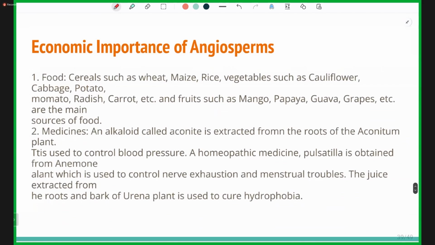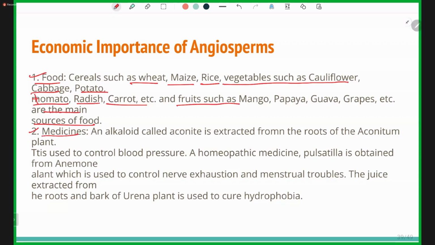The economic importance of angiosperms. So food, the first and foremost is the food. The food which we eat is from the angiosperms only. So the cereals such as wheat, maize, rice, vegetables such as cauliflower, cabbage, potato, tomato, radish, carrot, etc. And the fruits such as mango, papaya, guava, grapes, etc. are the main sources of food. Whichever fruit, whichever thing we are eating usually in our day-to-day life, it is derived from angiosperms.